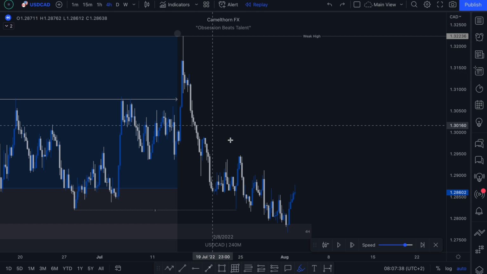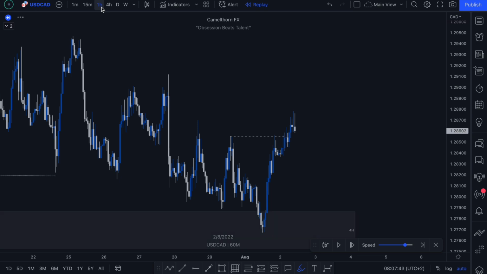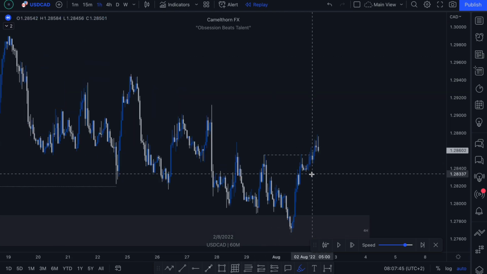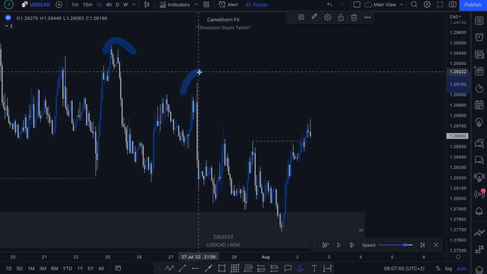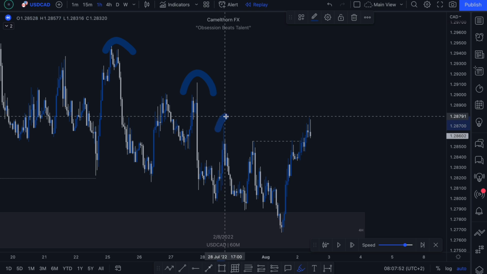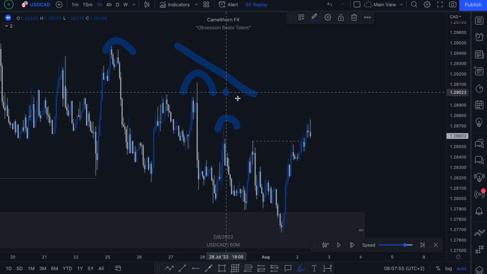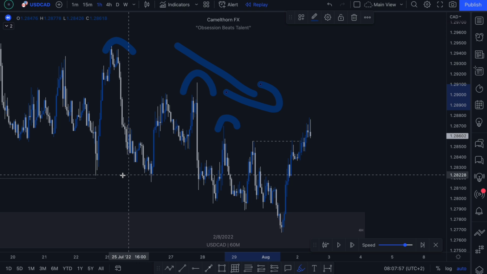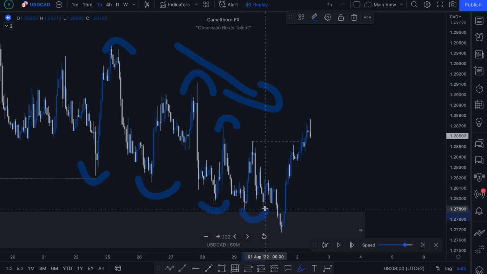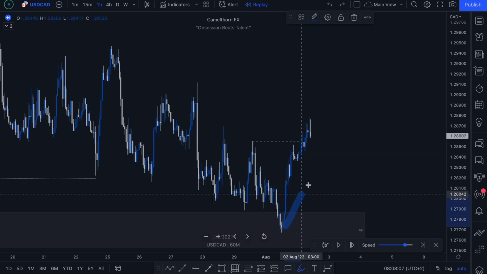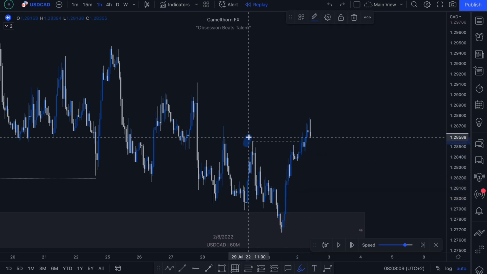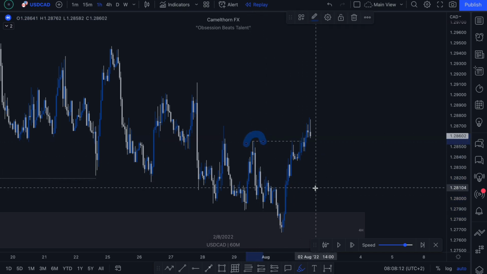So once we have seen that mitigation of that 4-hour demand, we can now drop down to our 1 hour and we can start to make a little bit more sense of price action. So here on the 1 hour, we can see that price delivery coming into that 4-hour demand. And we can see how price action was bearish at this particular point, putting in lower highs, putting in lower lows, until of course we see the mitigation of that 4-hour demand. And then once we get that strong bullish reaction out of the zone, we can see a valid bullish break of structure to the upside in here.